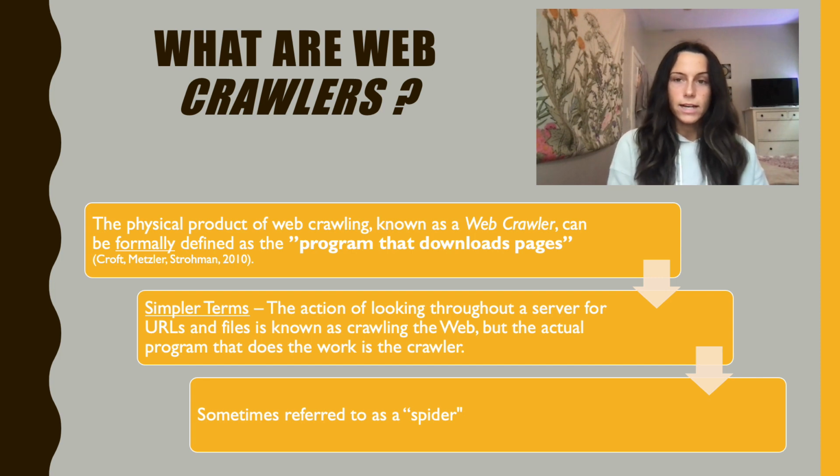The purpose of this slide is to give a quick overview of what a web crawler actually is. A web crawler can be technically defined as the program that downloads pages. However, this definition can be bland and confusing and easy to misinterpret. The action of looking throughout a server for URLs and files is known as crawling the web, but the actual program itself that does the work is the crawler. Web crawlers have a few common names and can sometimes be referred to as spiders. Since spiders do crawl, I can see why this would be one of the common names for them.